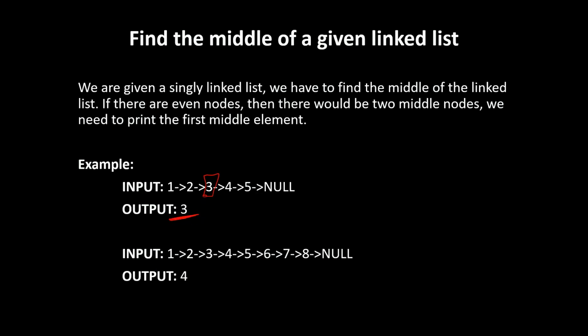The other example is of an even number of nodes. We have 1, 2, 3, 4, 5, 6, 7, 8. The middle elements are these two. We have to return the first middle element if the linked list consists of an even number of nodes. So we will return 4 as an output.